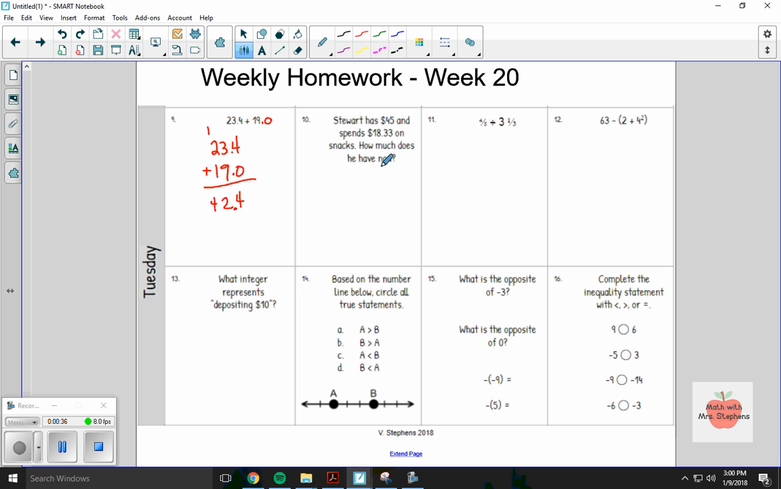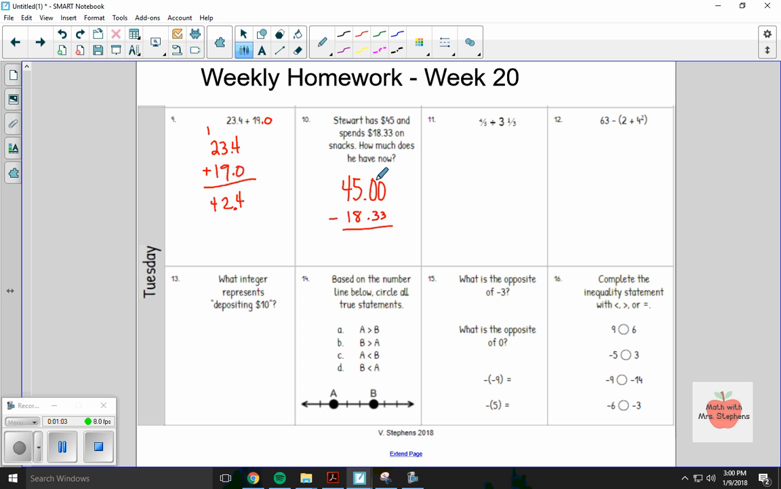The next problem. Stuart has $45 and spends $18.33 on snacks. How much does he have now? He has money and then he spent money. To find out what he has now, we need to subtract. $45 as a decimal would be written like that, minus $18.33. This will give us our change.